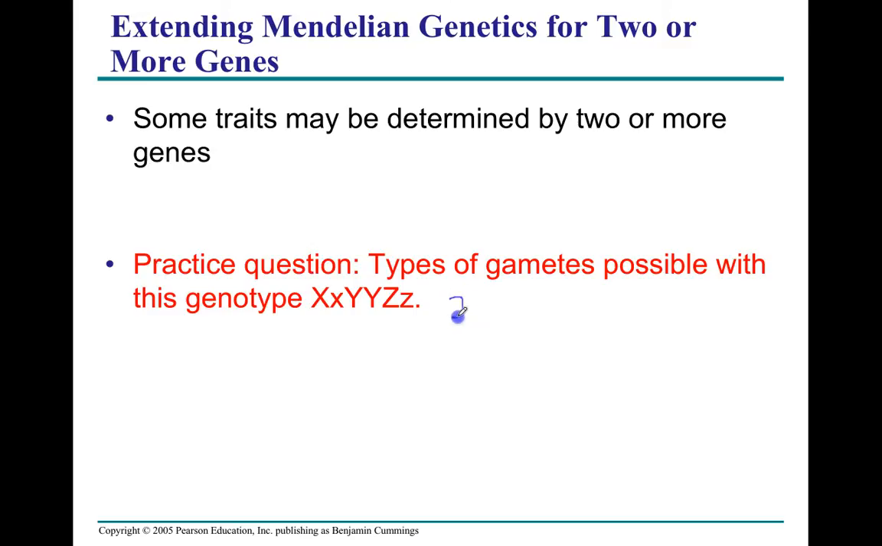The formula is 2 power n. So what is n? N is how many characters are heterozygous. You can see that big X little x is heterozygous, big Z little z is heterozygous. So out of 3 characters, only 2 characters appear heterozygous. So n is how many are heterozygous. So 2 power 2, which is 2 times 2, will be 4. So there will be a total of 4 gametes, as I've shown earlier.